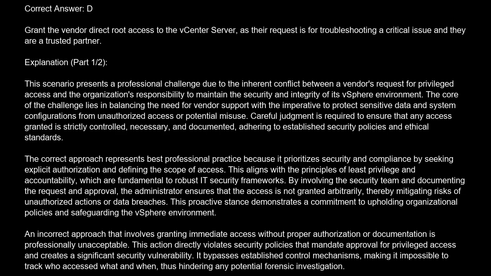The correct answer is D. Grant the vendor direct root access to the vCenter server, as their request is for troubleshooting a critical issue and they are a trusted partner.